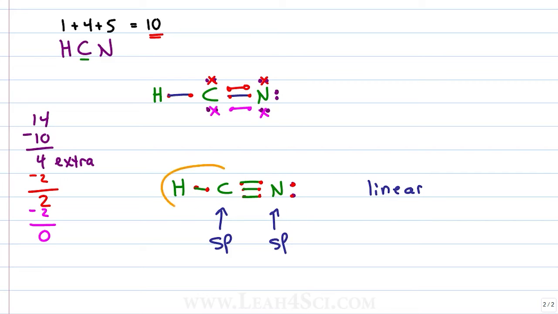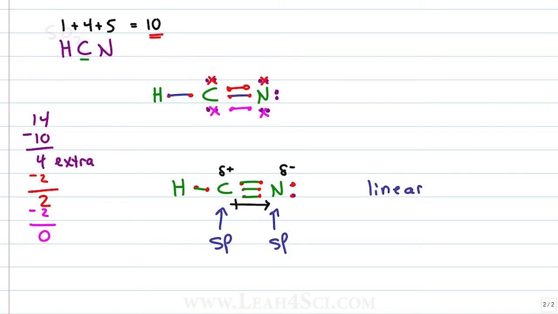We won't find polarity between carbon and hydrogen, but nitrogen is slightly more electronegative than carbon, and that means it's pulling on the electronegativity, creating a dipole in the direction from carbon to nitrogen.